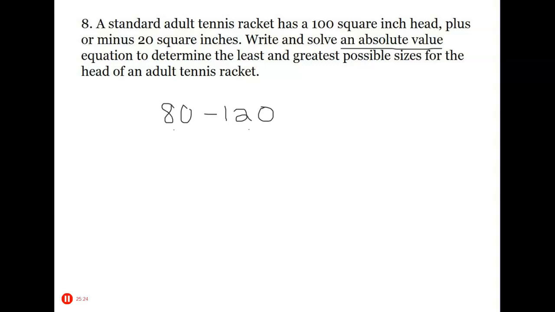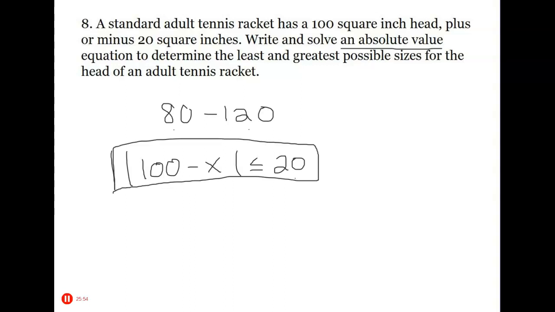So what we could say is that the absolute value of 100 minus x has to be less than or equal to 20, right? So if you plugged in 120, you'd get the absolute value of -20 is 20. If you plugged in 80, you'd get 20 is 20. So your absolute value of 100 minus x has to be less than or equal to 20 to get you to that range of answers.